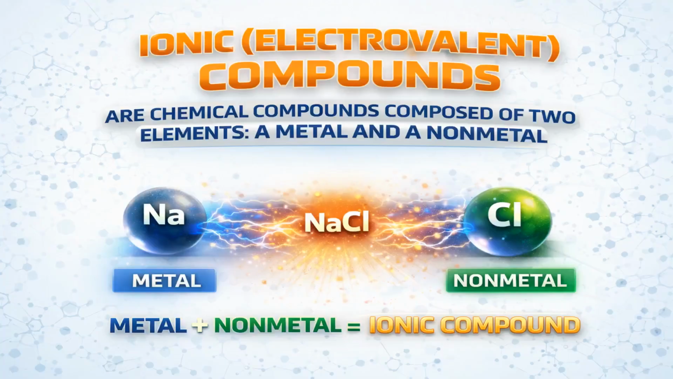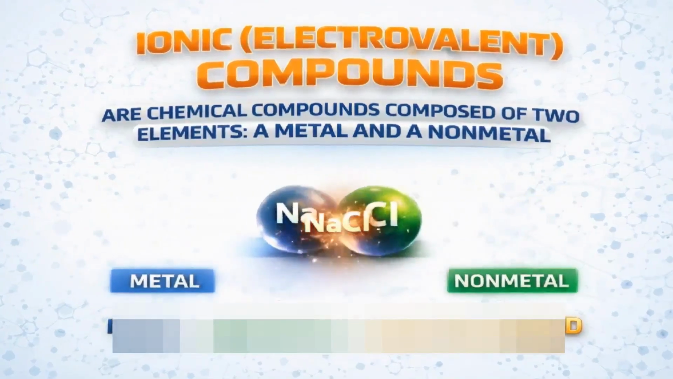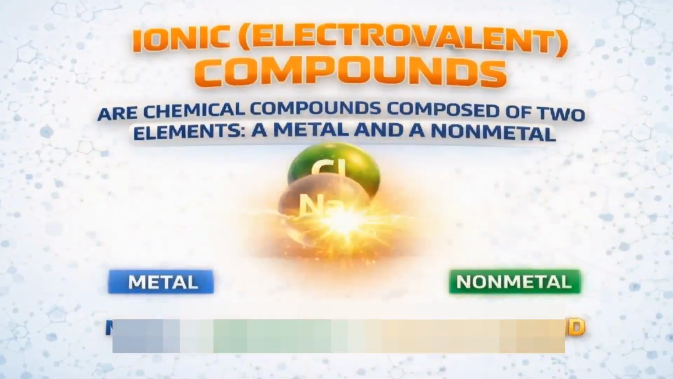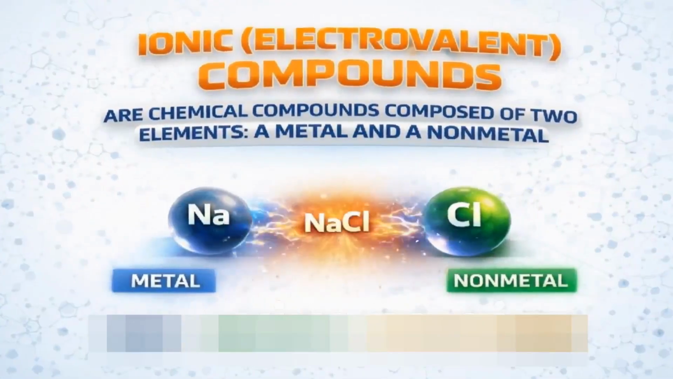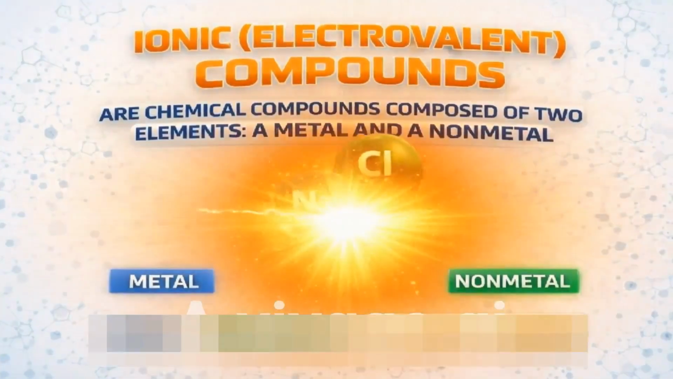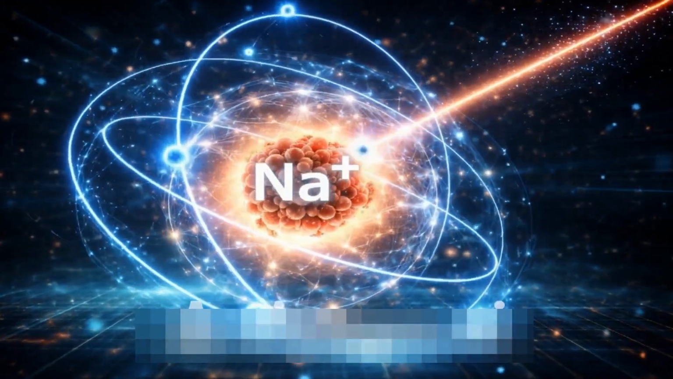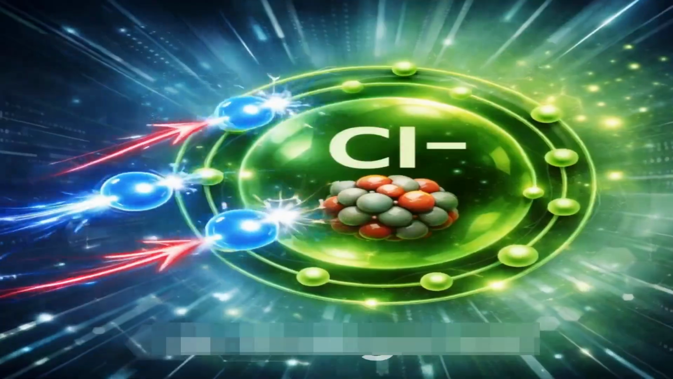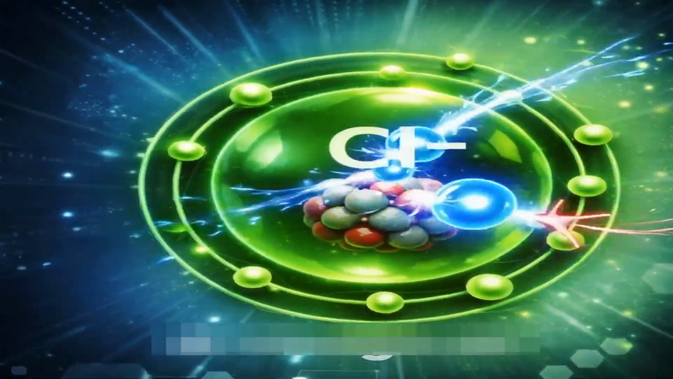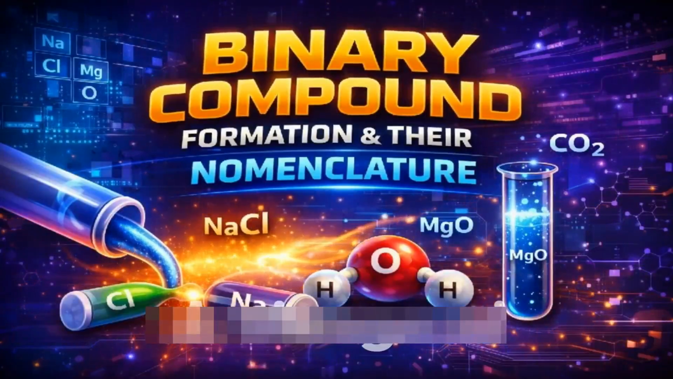Ionic or electrovalent compounds are chemical compounds composed of two elements, a metal and a non-metal. They can also be described as compounds formed from the transfer of electrons from one atom to another. Our focus today will be the formation of binary ionic compounds and how to name them.